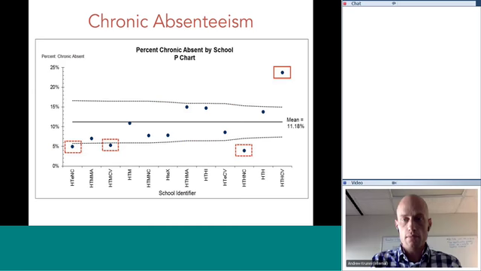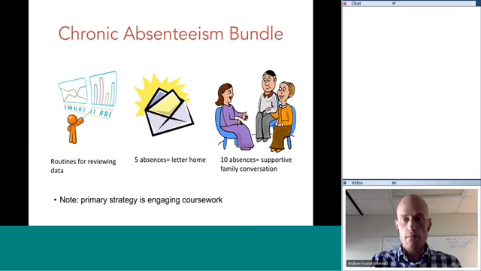And so they started to go in and look and see what was in place. It turned out that one of those schools had what we might call an improvement, a chronic absenteeism bundle. So they had a set of changes that they had put in place and had been working on in order to deal with chronic absenteeism.